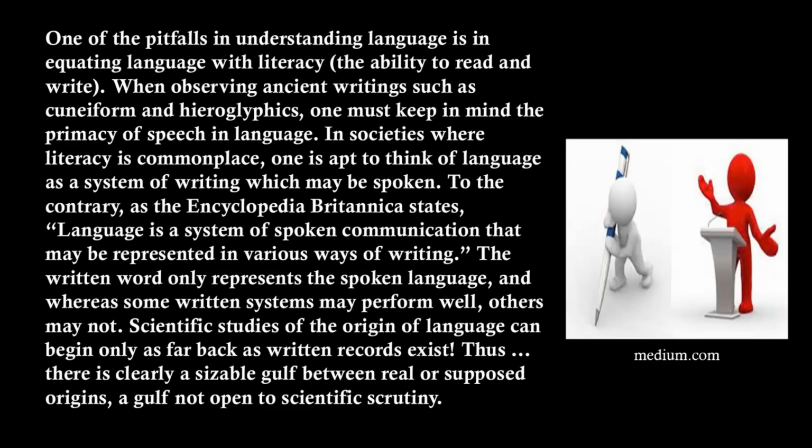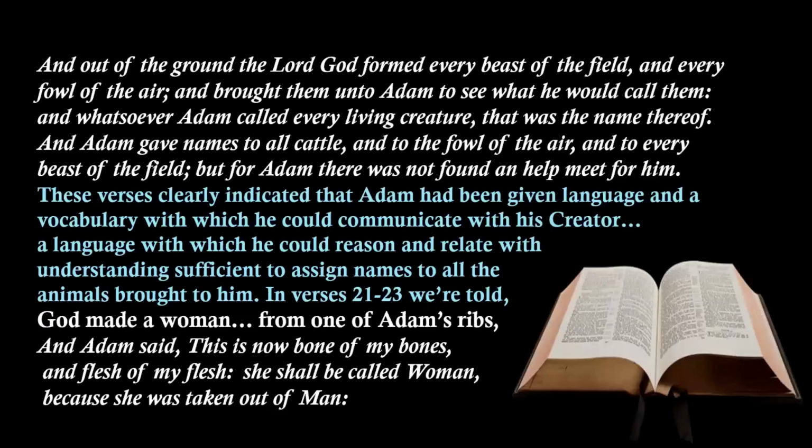In Genesis 2:19-20, we read, "And out of the ground the Lord God formed every beast of the field and every fowl of the air, and brought them unto Adam to see what he would call them. And whatsoever Adam called every living creature, that was the name thereof. And Adam gave names to all cattle, and to the fowls of the air, and to every beast of the field. But for Adam there was not found an helpmeet for him."